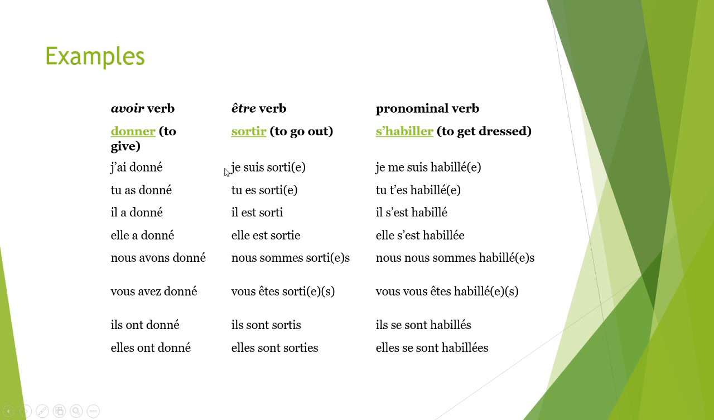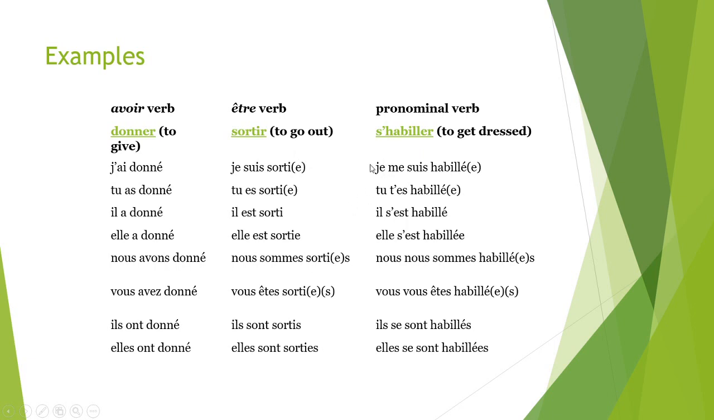For example, if you're a girl and you say je suis sortie, you need to add an E because je is feminine in this case. And when we say nous sommes sortis, we have to add an S because there is more than one person, and it's plural. And the E is here because if it's a group of all girls, then nous becomes feminine, and you add the ES. And the same idea with vous, ils, and elle.